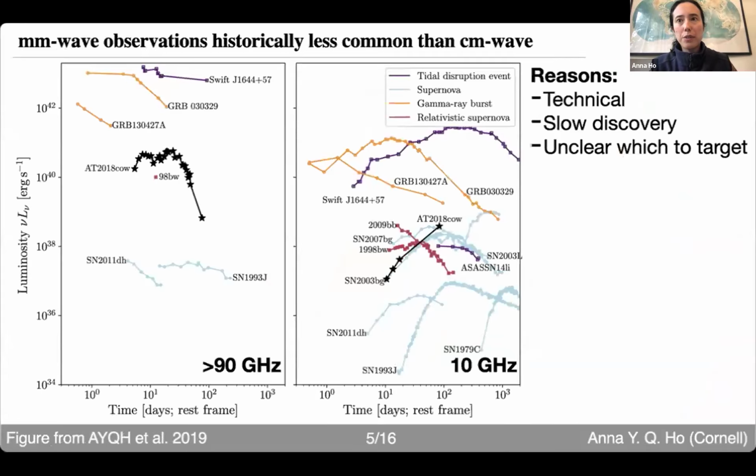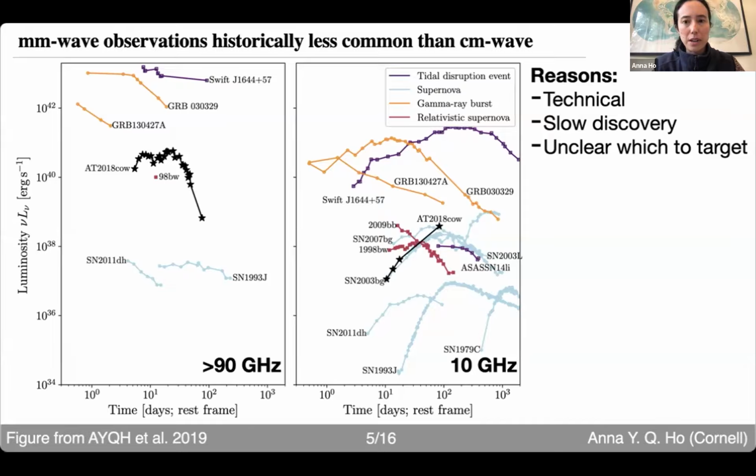Okay, so now relevant for BHEX. Centimeter wave observations are very well established for different classes of extragalactic transients. This two-panel figure shows centimeter wave data on the right for various classes of transients. It's historically been much less common to get observations at high frequencies for a number of reasons.